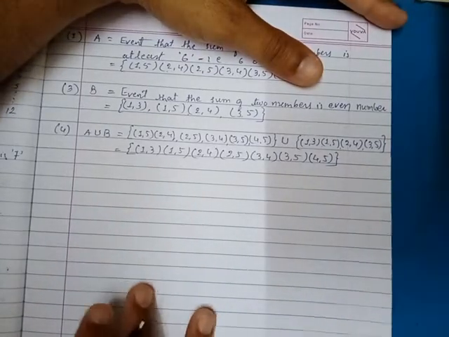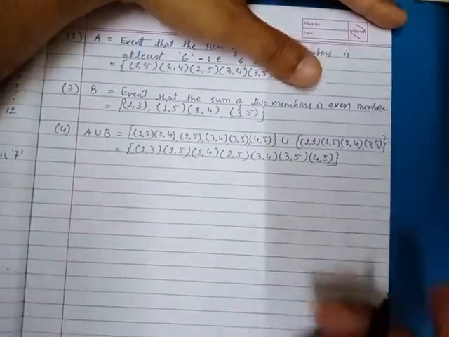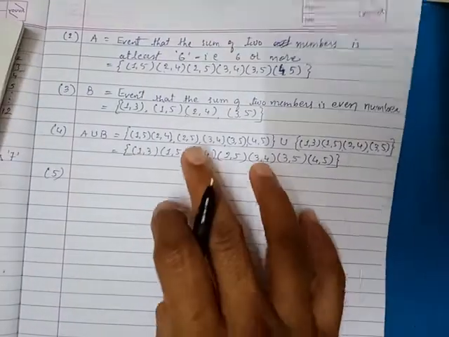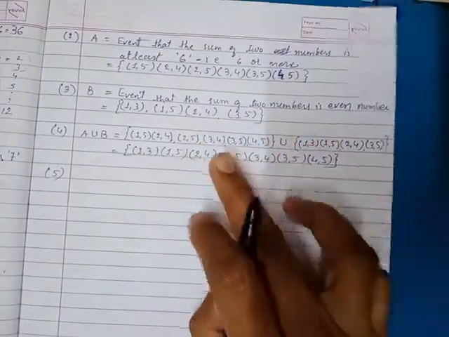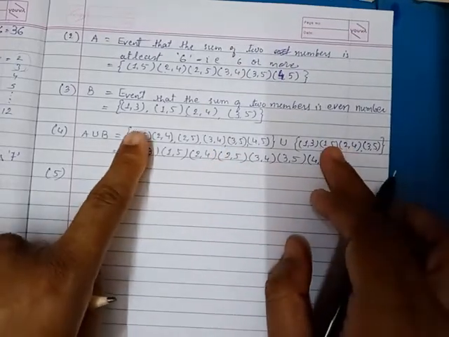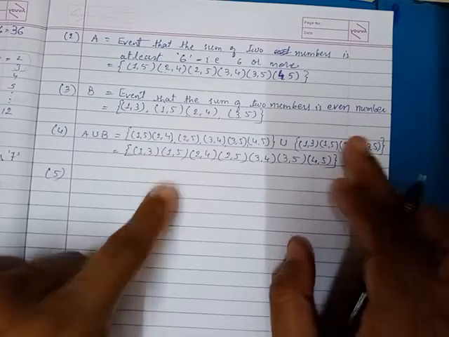So that is your sample space of event A union B. Okay, so all the outcomes in event A and event B you have to write together in one set function. Repetition you have to write only one time. That is what you have to remember.